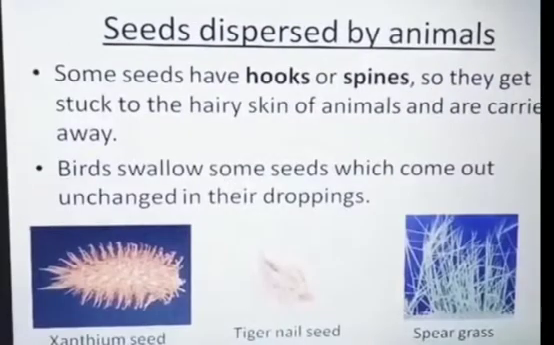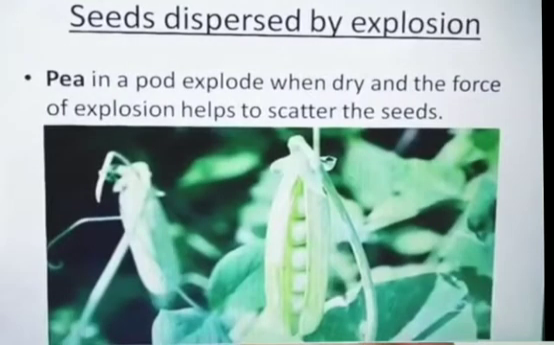Next, seeds dispersed by animals. Some seeds have hooks or spines, so they get stuck to the hairy skin of animals and are carried away. Birds swallow some seeds which come out unchanged in their droppings. Examples are xanthium seed, tiger nail seed and spear grass.